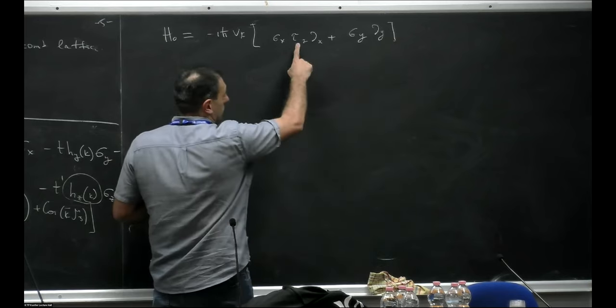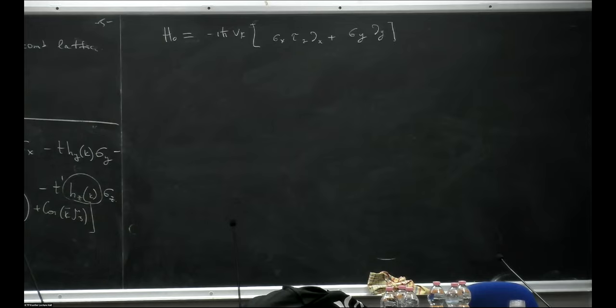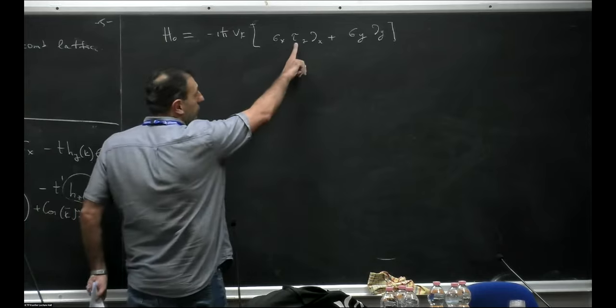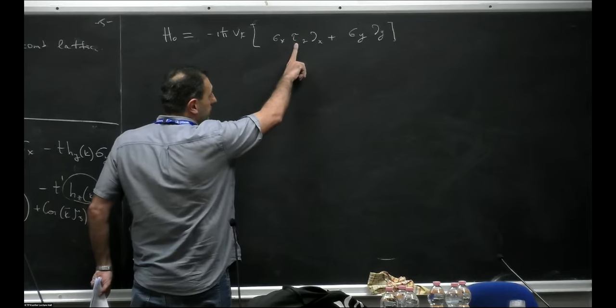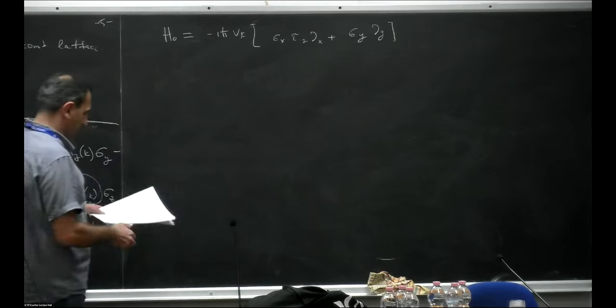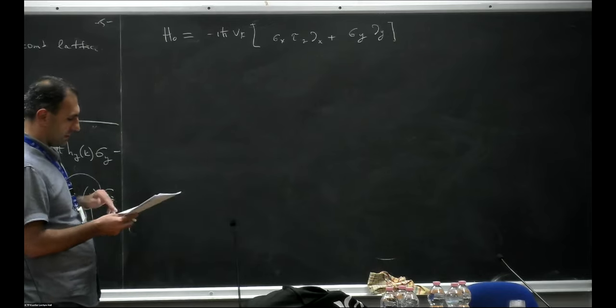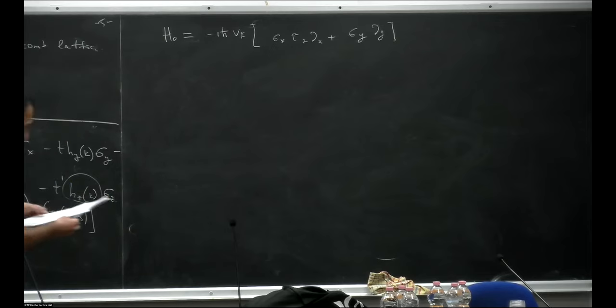Now, this additional matrix tau is still a Pauli matrix, which acts in the space of the K and K prime points. So this distinguishes between the two Dirac points, K and K prime, while sigma distinguishes between the two sublattices. This is the 4x4 problem that we already dealt with.